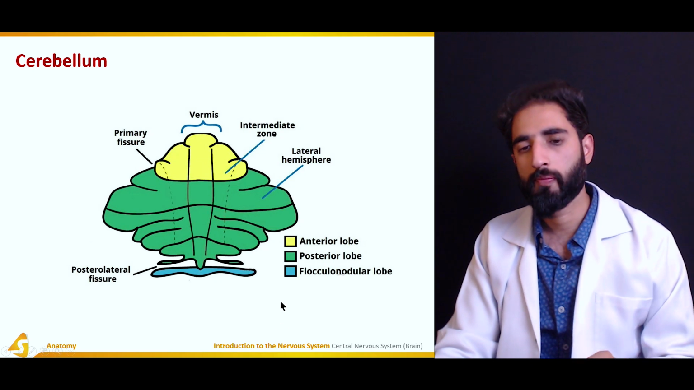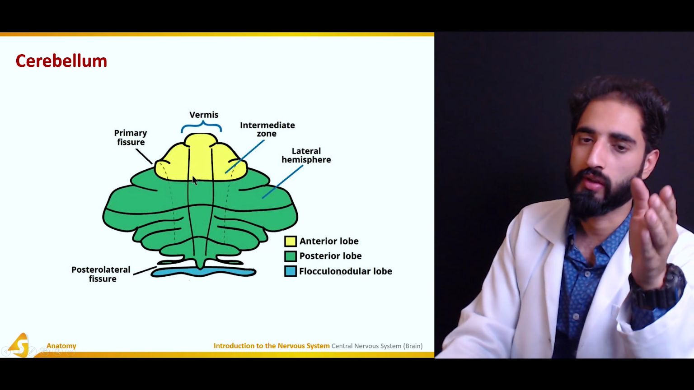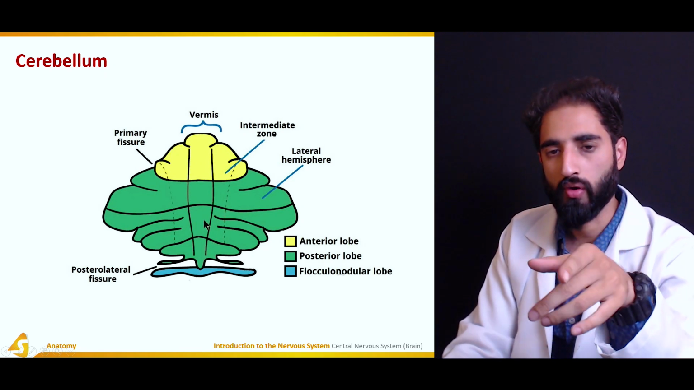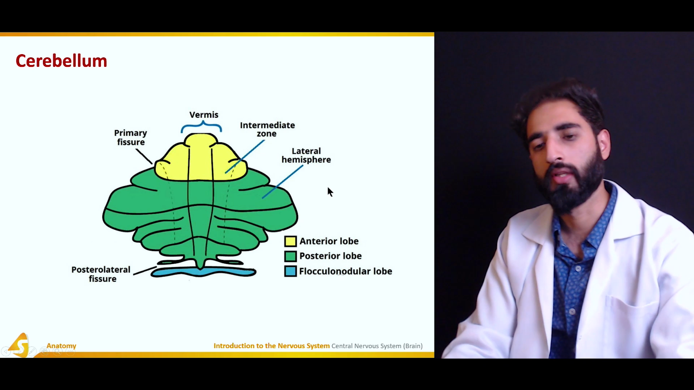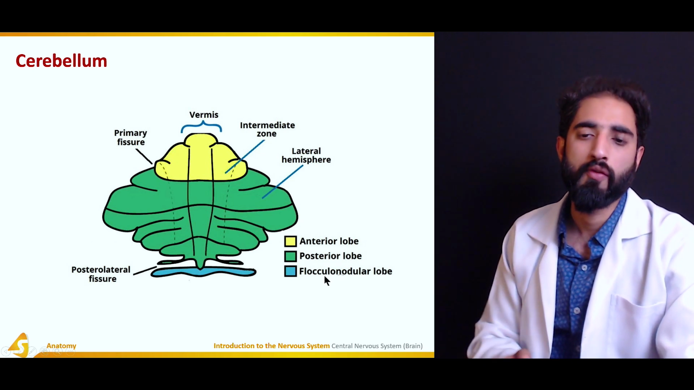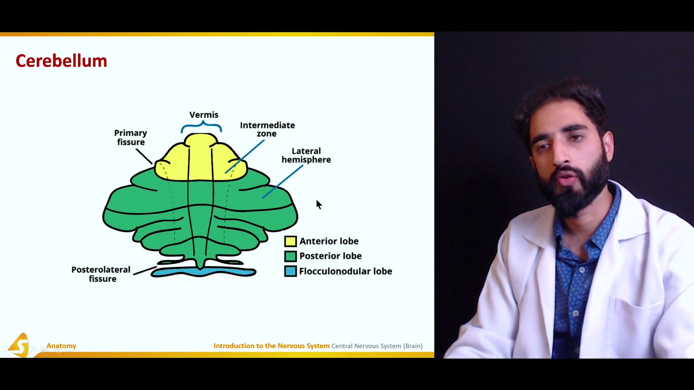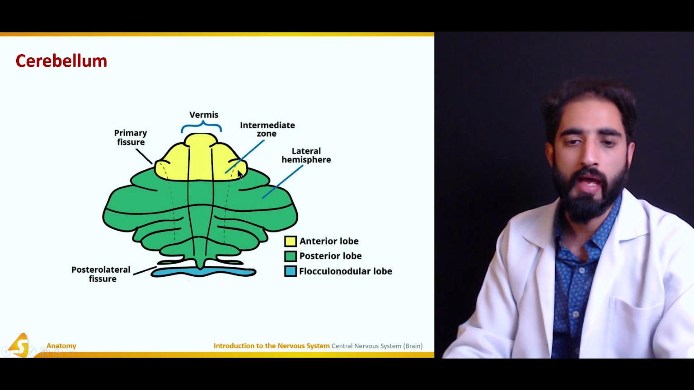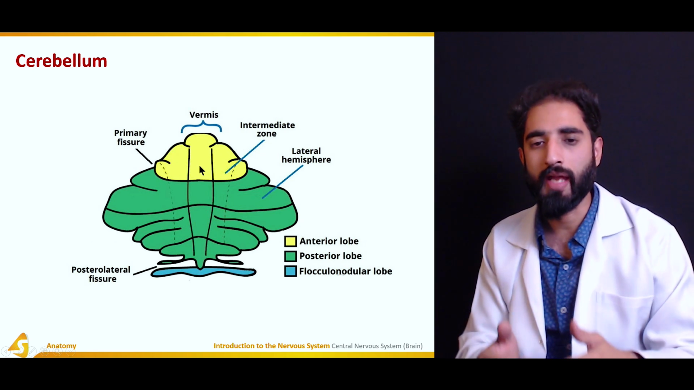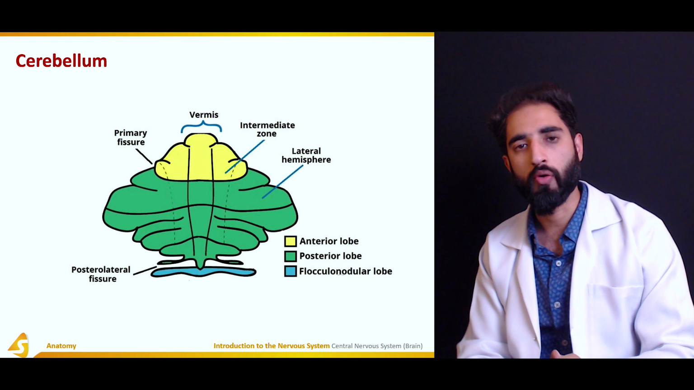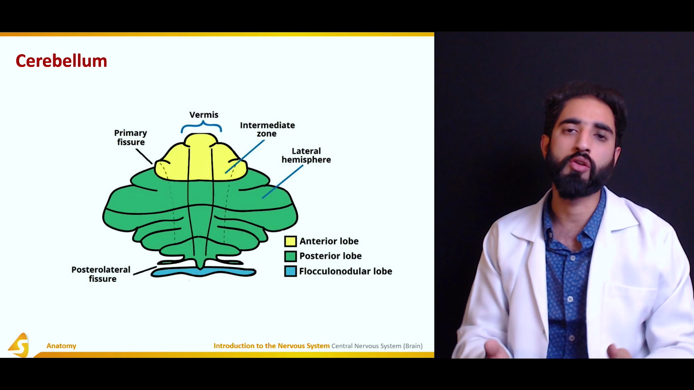So if we take a look at this picture, we have two laterally placed hemispheres which are connected in the center via the mid portion, which is called the vermis. Now there are three lobes of the cerebellum, which are the anterior lobe, the posterior lobe, and the flocculonodular lobe. These lobes are formed because of two fissures, the primary fissure and the posterolateral fissure. The primary fissure divides the cerebellum into the anterior lobe and the posterior lobe, and the posterolateral fissure divides the cerebellum into the posterior lobe and the flocculonodular lobe.